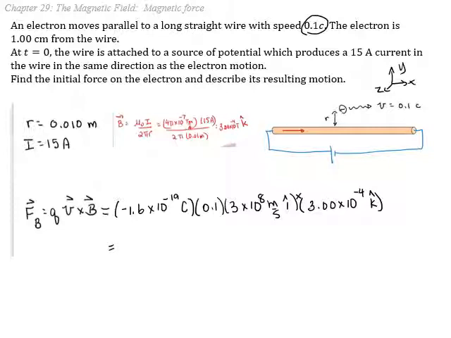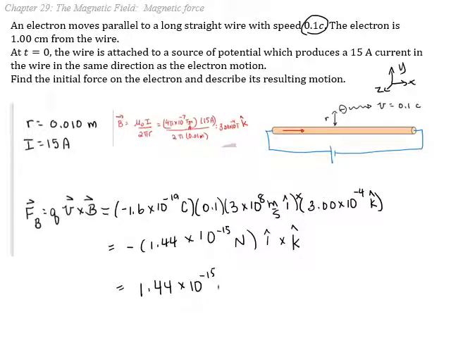I multiply out all my numbers, and I get minus 1.44 times 10 to the minus 15. That's in newtons, times i cross k. i cross k is equal to minus j, so the minuses will cancel. I'm left with 1.44 times 10 to the minus 15 newtons j hat. The magnetic force is going to point straight up. That matches what we would get if we applied our right-hand rule as well. So there's our magnetic force on our electron.